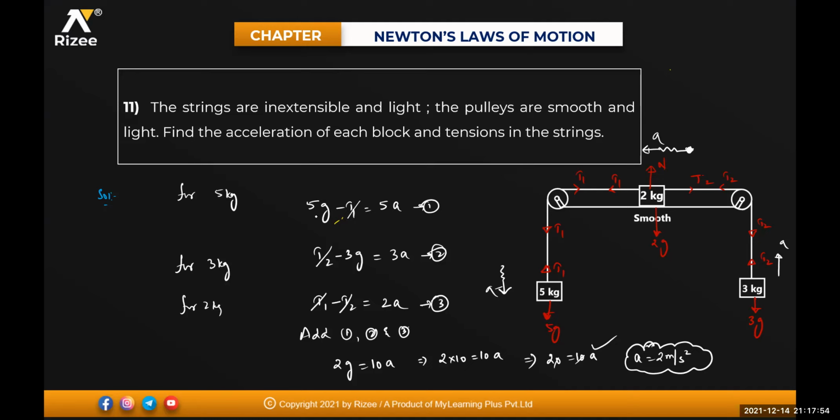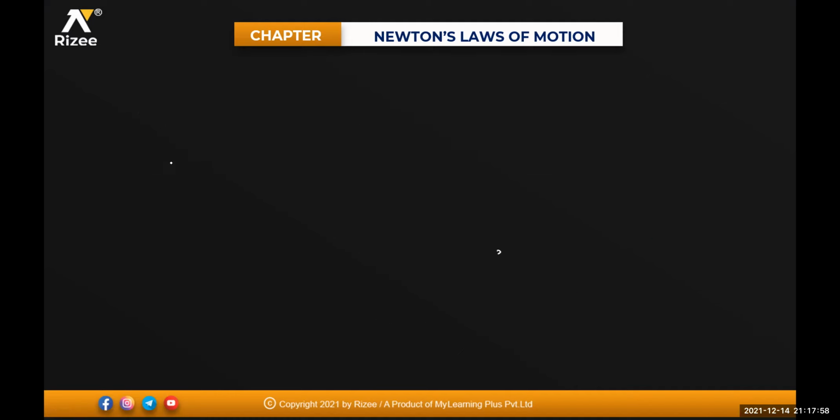Now T1. 5G minus T1 is equal to 5A. So it is 5 into g, which is nothing but 10, minus T1 is equal to 5 into acceleration, which is 2, that is equal to 10. So it is 50 minus 10 is equal to T1. So it is 40 is equal to T1. So T1 is equal to 40 newtons.